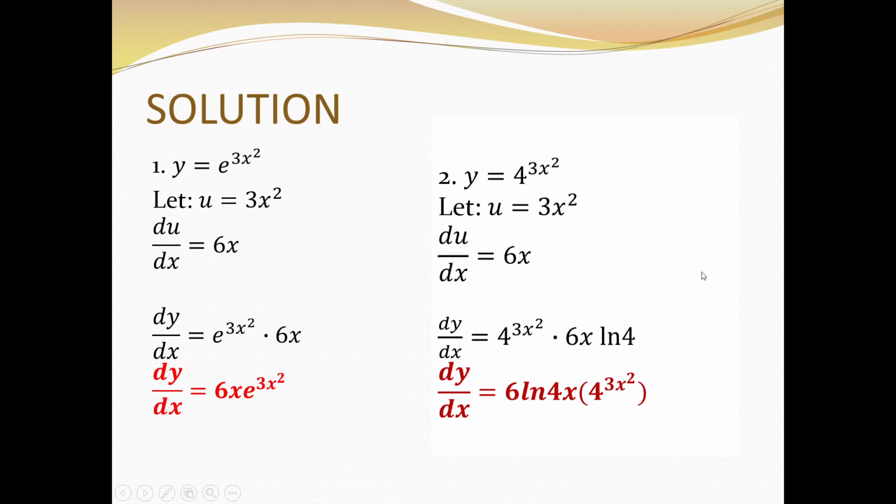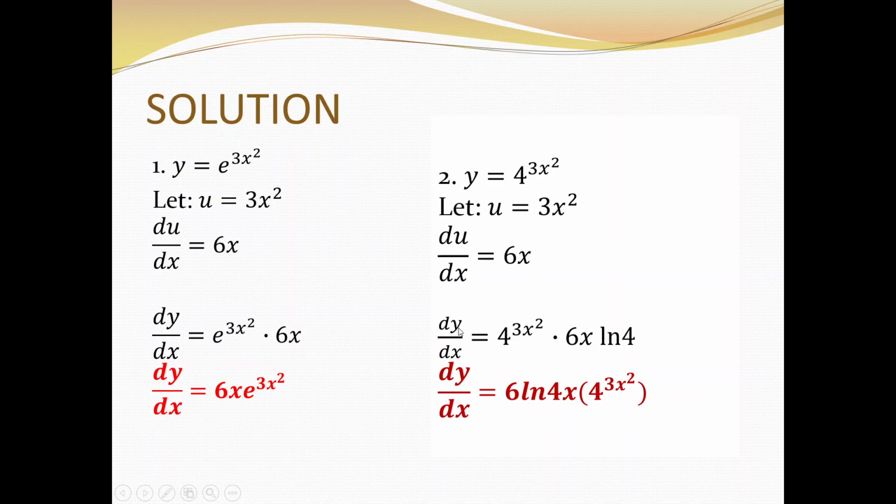Now, for our next example, y is equal to 4 raised to 3x squared. So if you're going to compare with number 1, this time the base is 4, which is a real number. Similarly, it is better to find the derivative of this exponent first, which can be our u, and this is equal to 3x squared. Then finding the derivative of this u by means of power derivative, the derivative of u with respect to x is 6x.